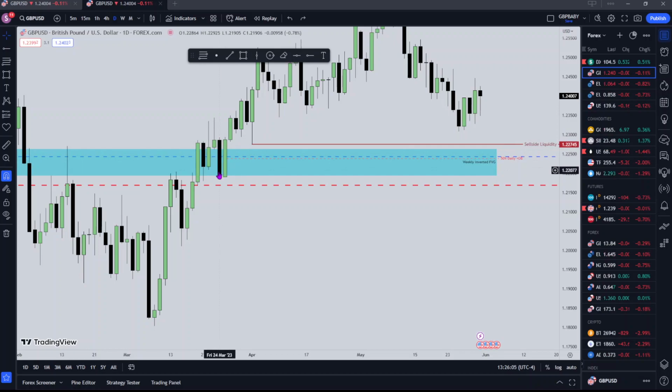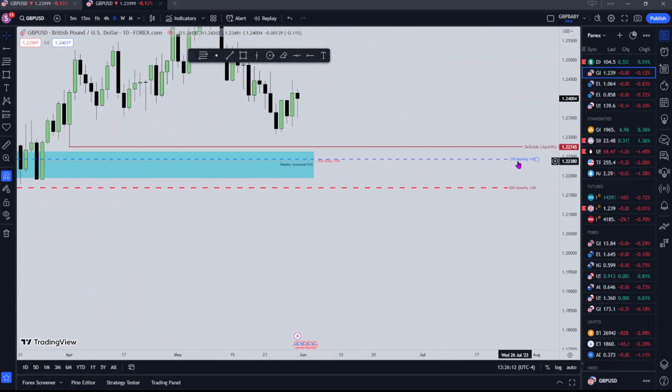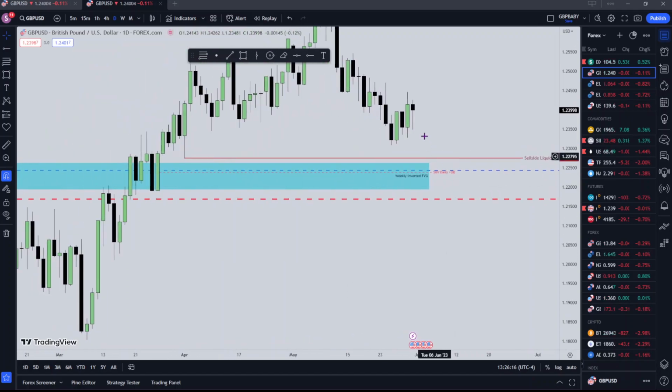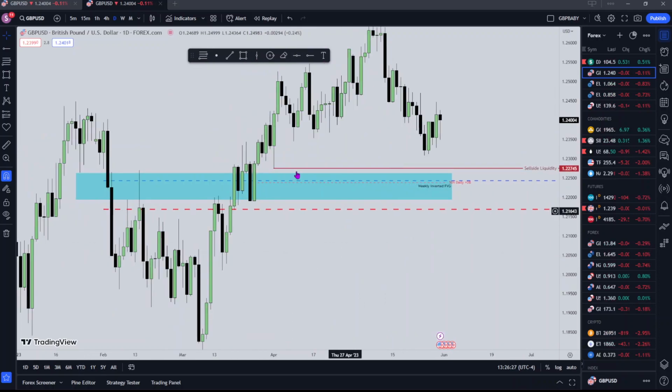I marked out the 50% level of this bullish order block, which happens to be within the weekly inverted gap, which also happens to be at the 25% monthly order block. So this is all again adding reason and confluence as to why I want to see price start to draw down into this area. Obviously, we have the 50% monthly order block resting here, but this is definitely my target.